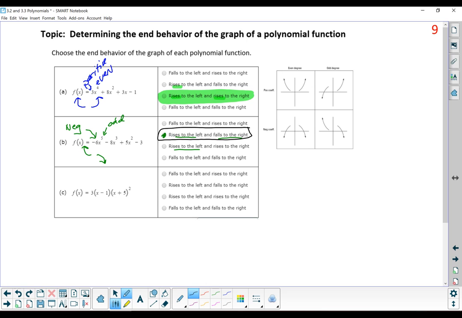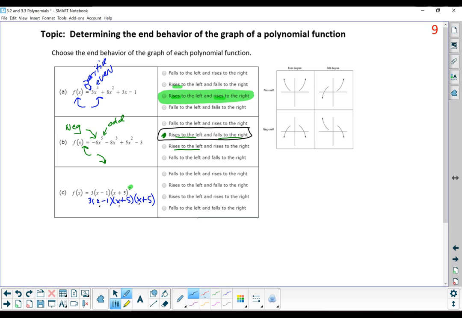The last one is in factored form. In factored form, it's a little bit harder to figure out because end behavior is easiest to see from standard form. So what you want to think about is how many factors this has. In fact, this one has a multiplicity. Remember that multiplicity just means that it's a repeated factor. So this has 1, 2, 3 factors. Even if you don't write it out, make sure you count that multiplicity.